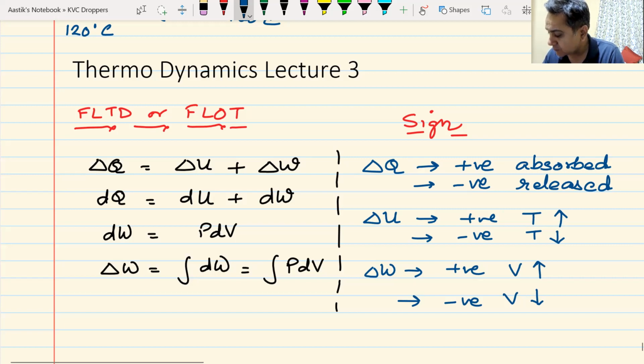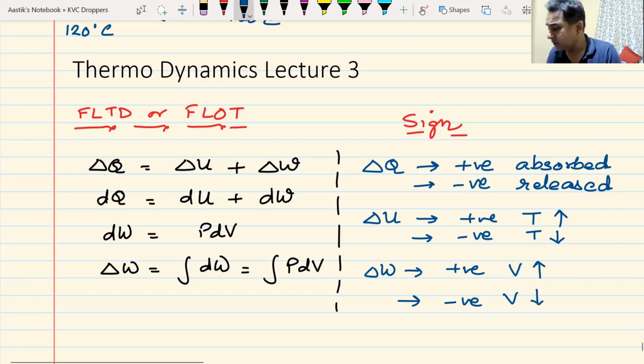In a process, a gas absorbs 20 joules of heat and 50 joules of work is done on the gas. Find the change in internal energy. Question number one: is the temperature of the gas decreasing or increasing? So this is the question.